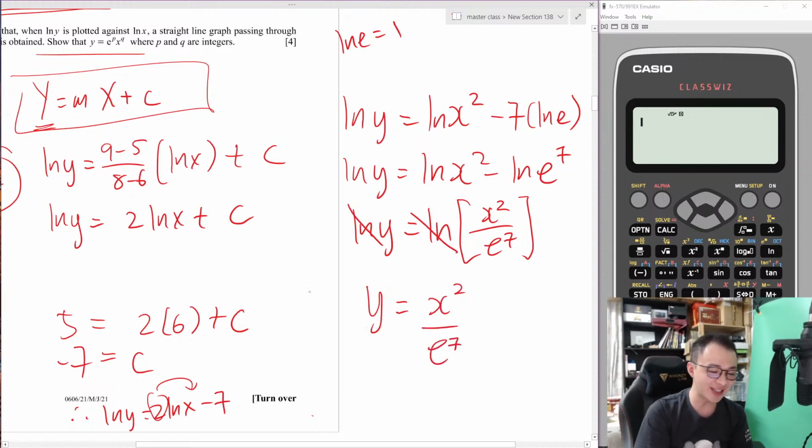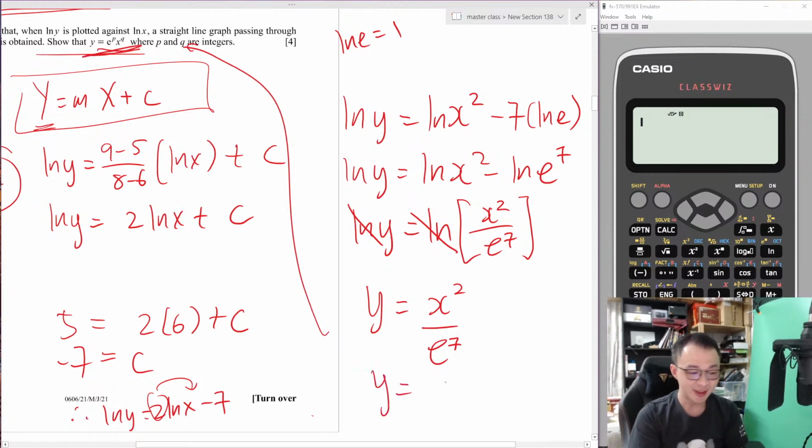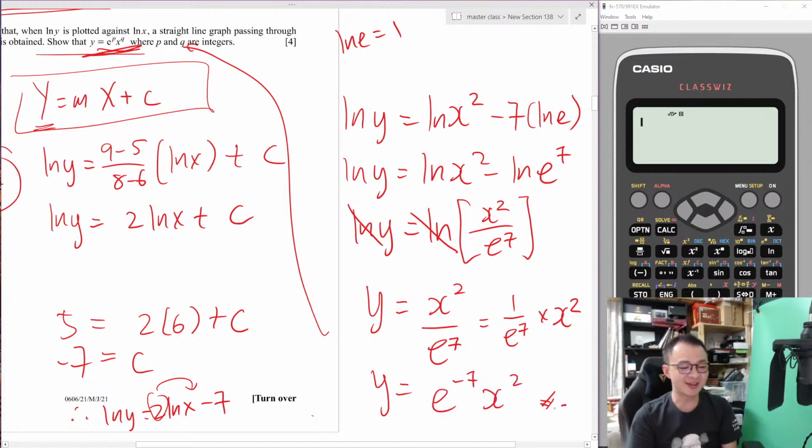But you realize this one is slightly different from the equation in question 1. Then what I can do is, this one is basically 1 over e^7 multiply x squared, isn't it? 1 over e^7 is the same idea as e^(-7), x squared. Done. This one is exactly the same as the question 1. Okay, so yeah, I hope you get it.